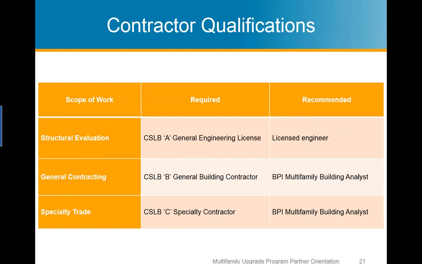For participating contractors, there are three different qualifications that are eligible for the program. The first is the General A engineering license. The second is the general building contractor B license, and any specialty contractors designated as a C license are eligible to be listed as a program participant as well.